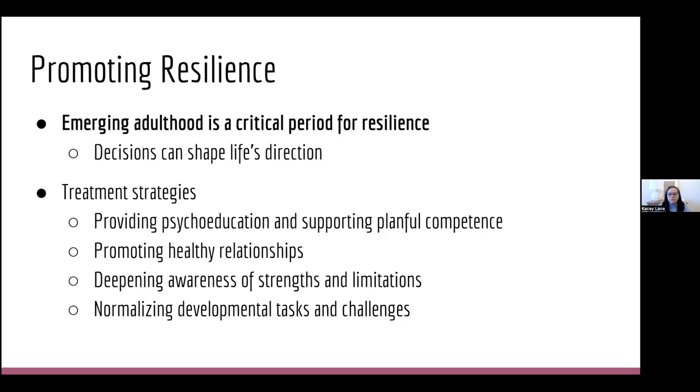And finally, I think we can work to normalize developmental challenges and tasks of this period. I think this really helps support individuals who are grappling with insecurities and the many questions of this period, like, am I good enough? Am I normal? And where do I belong? Which are very scary questions, and I think ones that we support through our work.